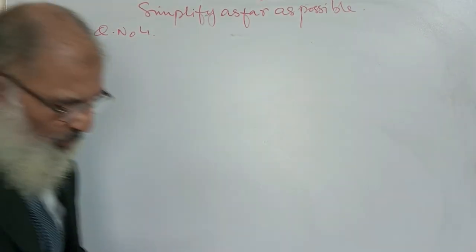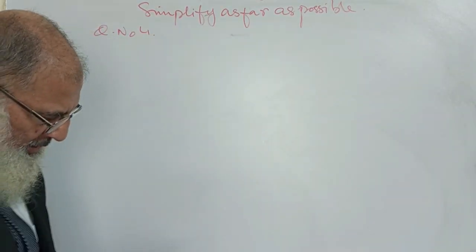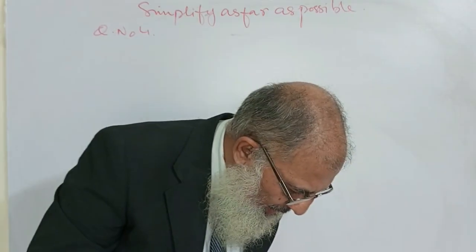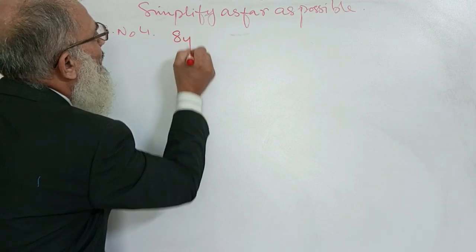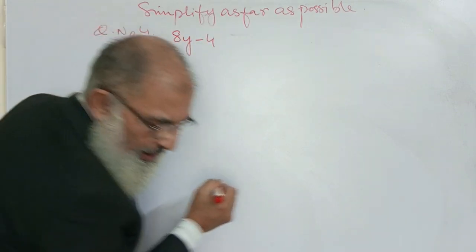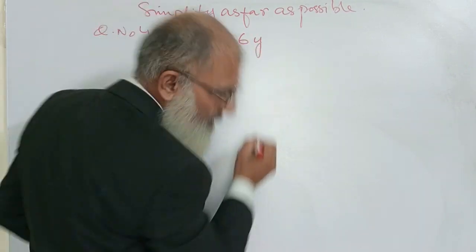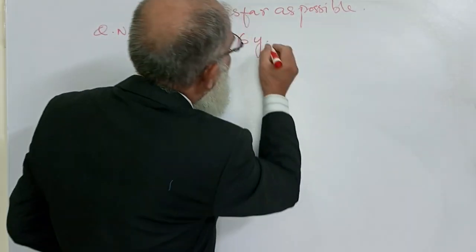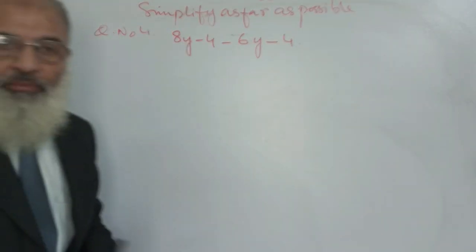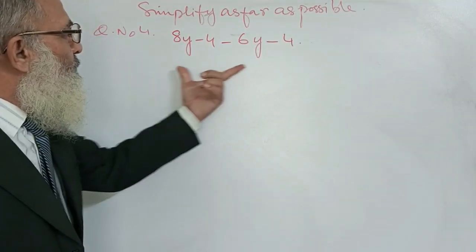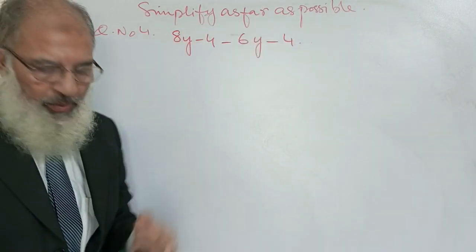Now, question number 4, part 1 is 8y minus 4, and what does it say next? 6y and minus 4 again. Now, this is the complete expression which we have to simplify as far as possible.